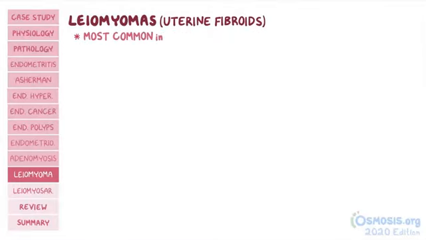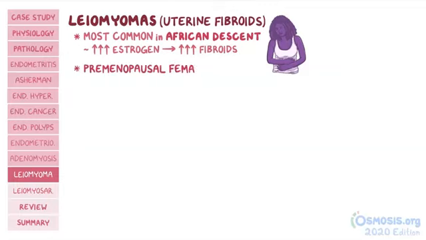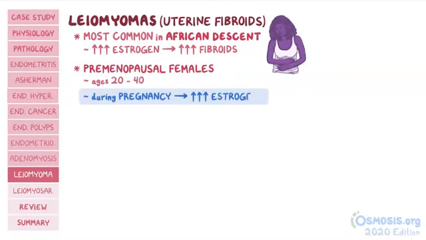Fibroids most commonly affect individuals of African descent. They're related to estrogen exposure, so the more estrogen available, the more a fibroid is likely to grow. This is why fibroids typically affect premenopausal females between the ages of 20 and 40, and why they grow rapidly during pregnancy when there's a lot of estrogen around, and shrink with menopause.